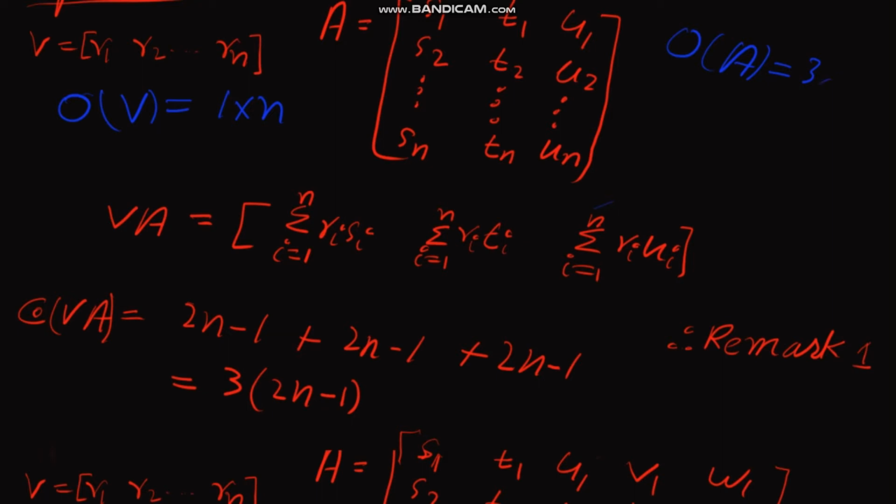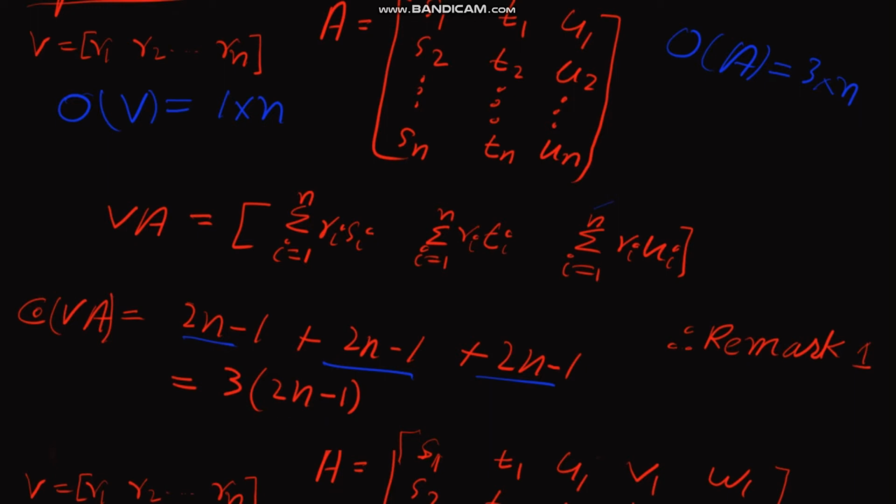Let me write it. We write this cost 3 times: 1 time, 2 times, 3 times. This one for this one, and this one for this one, and this one for this one. So when you add these 3, what do you get? You get 3 times 2n minus 1.